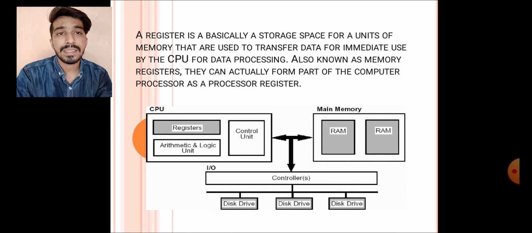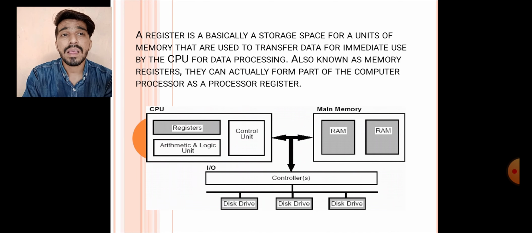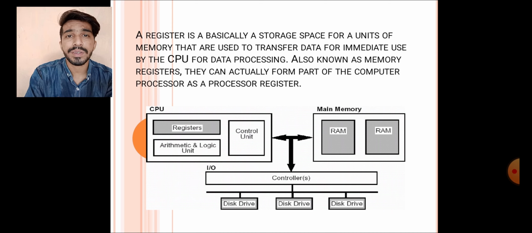Here is a register. A register is basically a storage space or a unit of memory data used to transfer data for immediate use by the CPU for data processing. Also known as a memory register, they can actually form a part of the computer processor as a processor register.